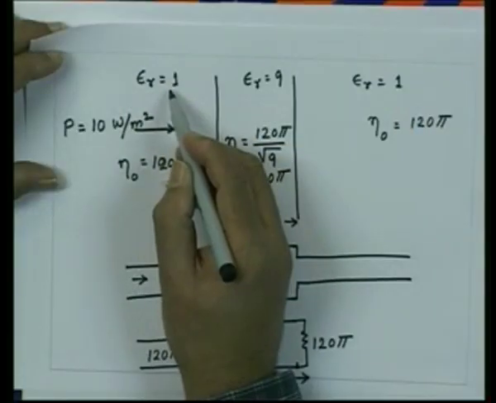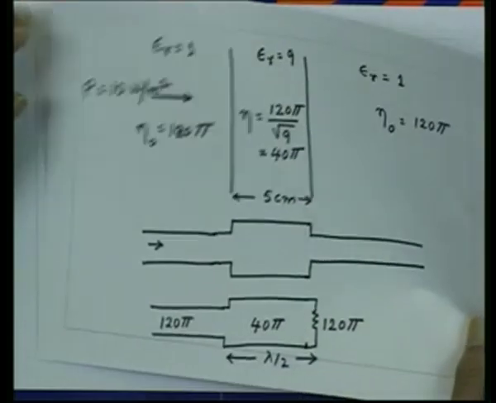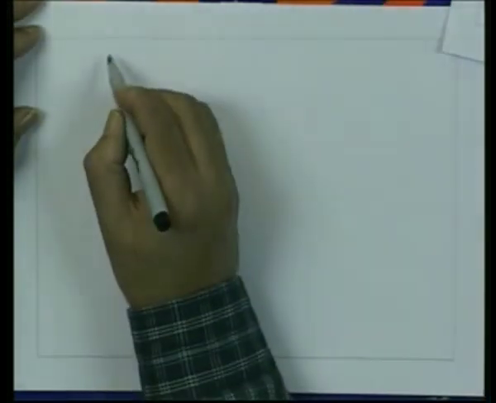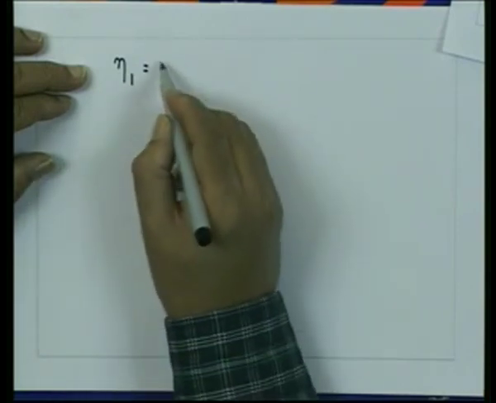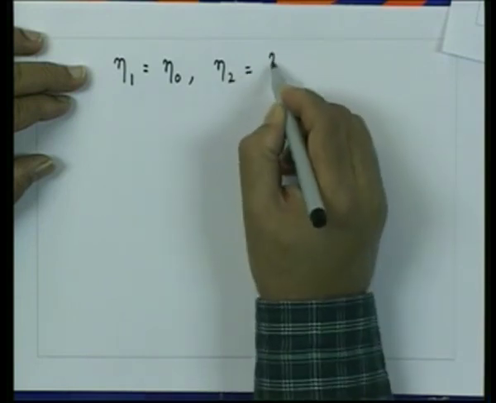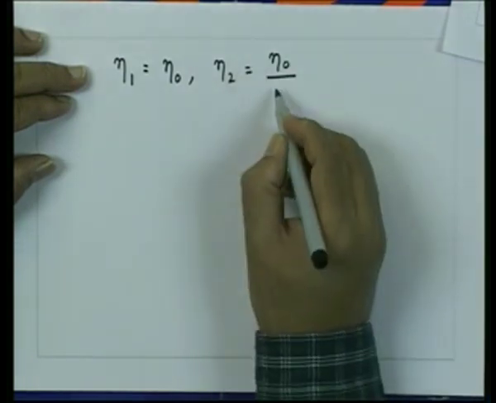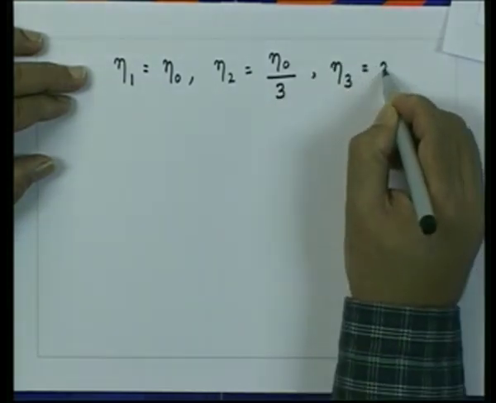So, in this case, the situation is this: this has epsilon r equal to 1, this has epsilon r equal to 1, and this has epsilon r equal to 9. Essentially we have eta 1 which is equal to eta 0, eta 2 is eta 0 upon square root of epsilon r, which is 3, and eta 3 is equal to eta 0 again.